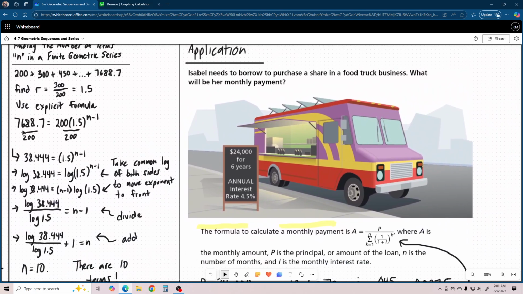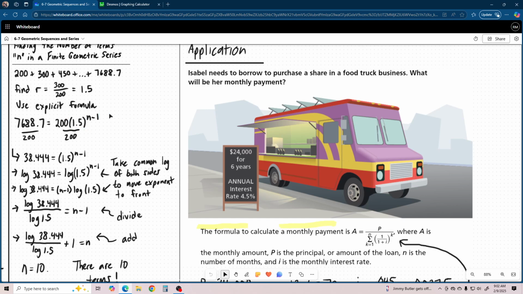I'm just going to say what they are, and then hopefully you can relate that to what they are. So 7,688.7 is our final term, our nth term. We don't know what n is, but we know that it is that term. This is going to equal our initial term, 200, times our common ratio, which is 1.5, which I found from just doing 300 divided by 200. That's 1.5. So 200 times 1.5 to the n minus 1. And again, we don't know what n minus 1 is. Well, we know what the minus 1 is. We don't know what the n is.